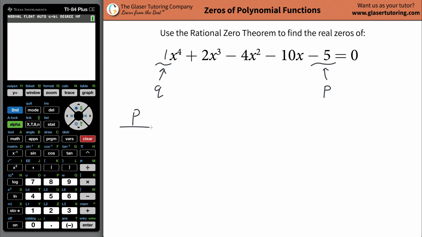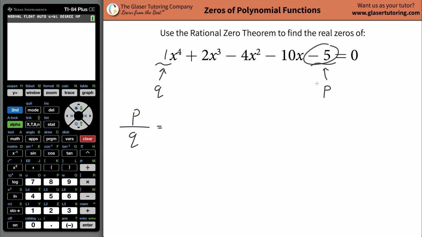Then if you take the factors p and divide them by the factors of q, you're going to get a list of possible real rational zeros. Some of them might work for the function. None of them might work. All right? It's like a big guessing game to see, without a calculator, what's going to work. So let's list them out.